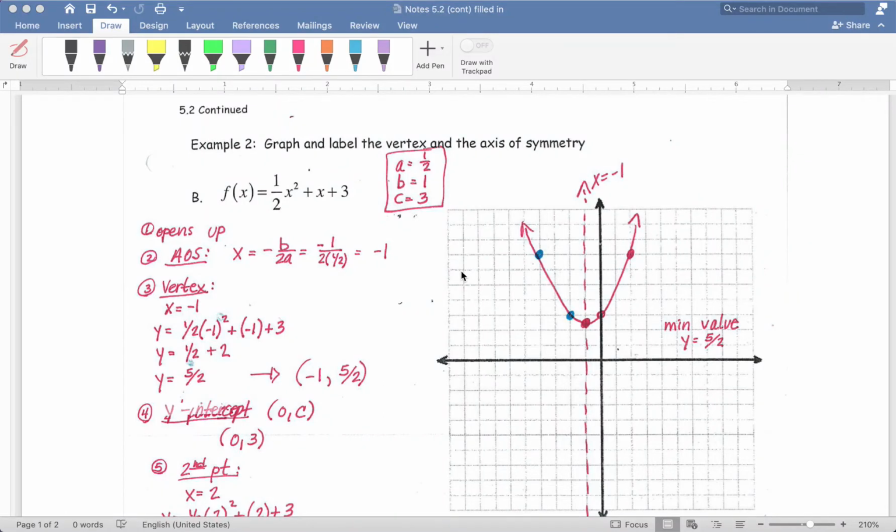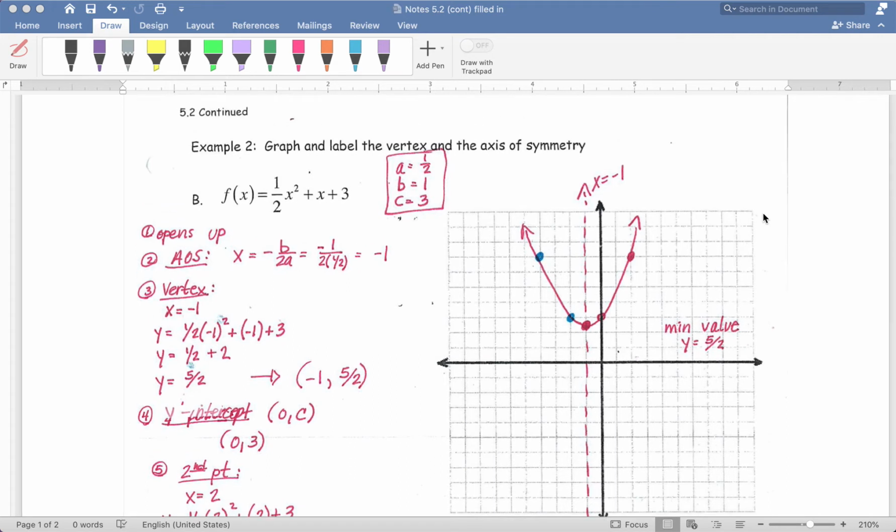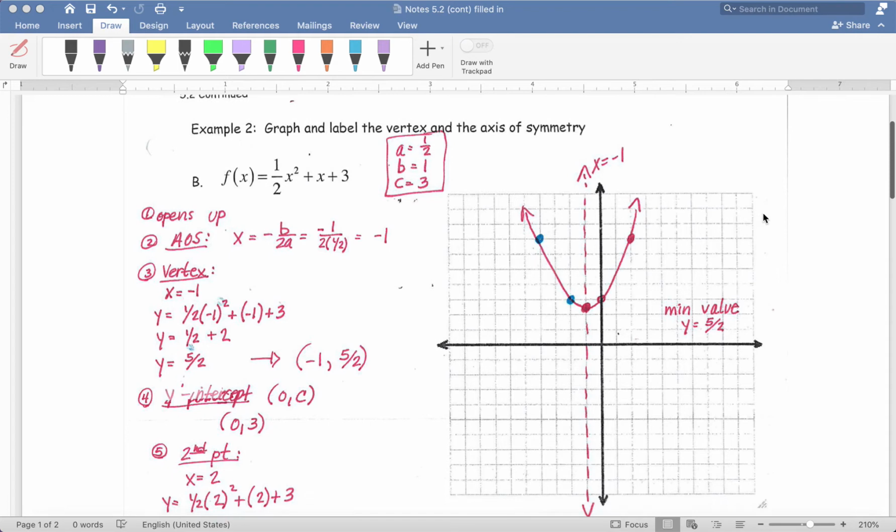Okay, so this is still 5.2, continued. There was a second note sheet, and I wanted to break the video apart into two parts because it was getting too long. So this is just a couple more examples. I'm going to talk through this one, and then it would probably be wise if you pause the video.